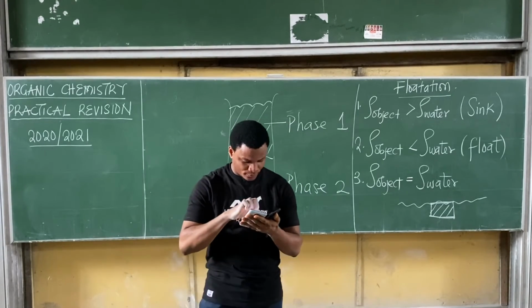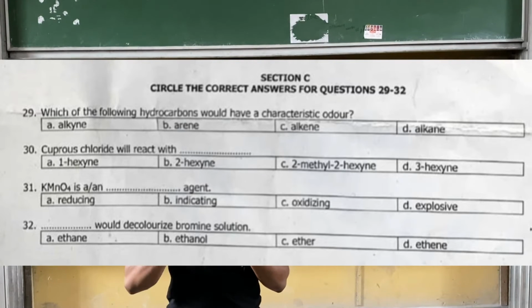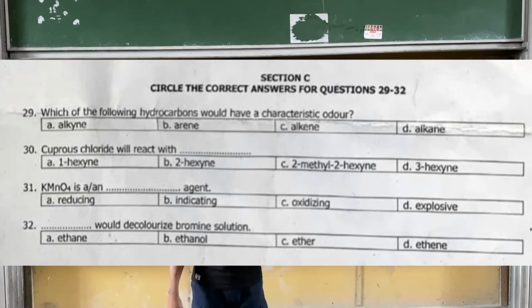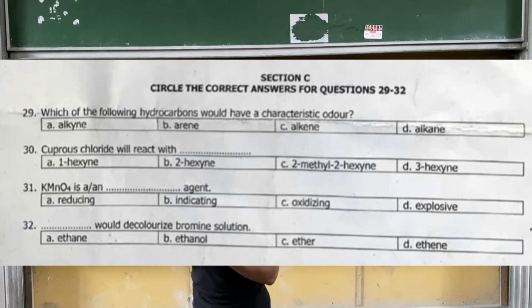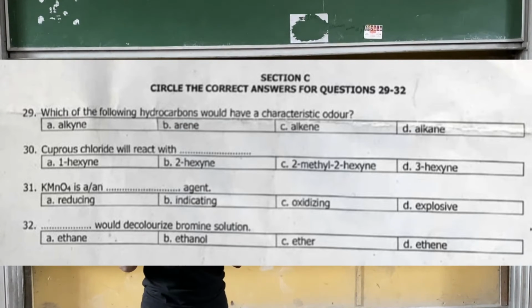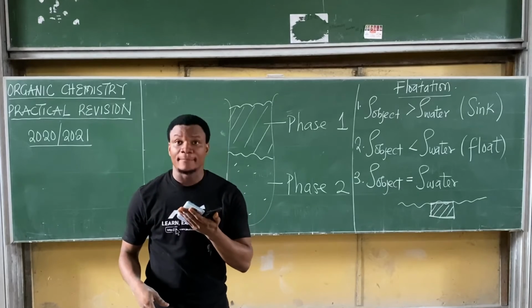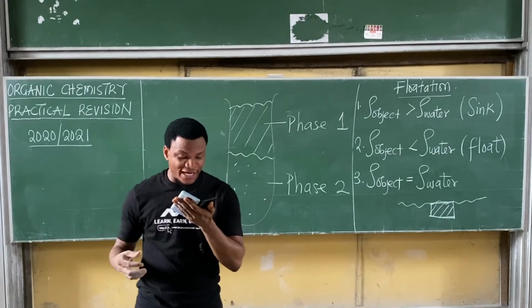Section C. 29. Which of the following hydrocarbons have a characteristic odor? What's the answer? Arene. The answer is what there? B. 30. Cuprous chloride will react with dash.